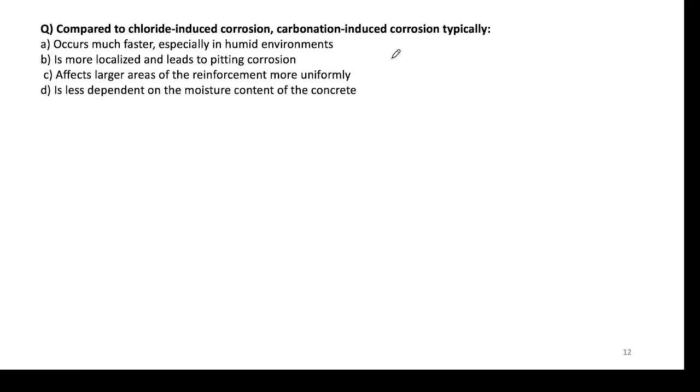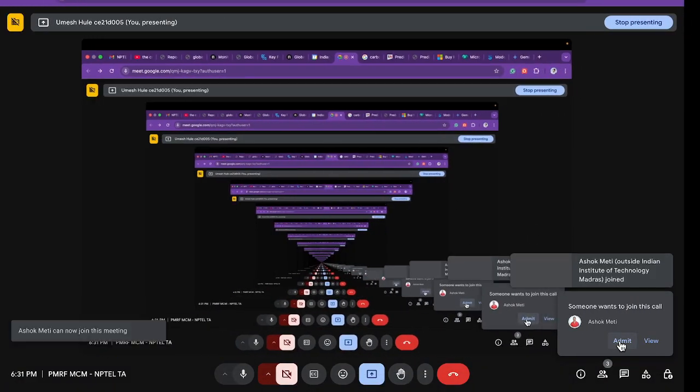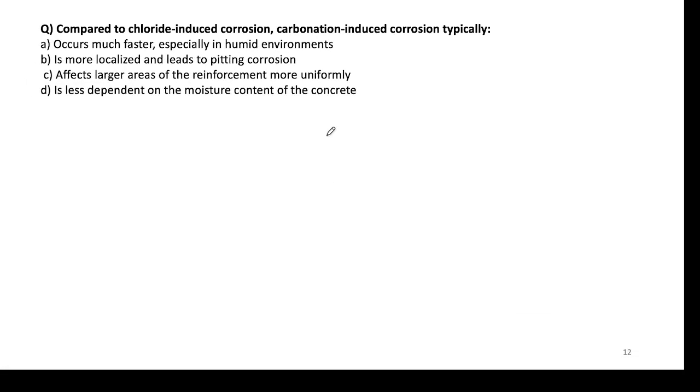So the next question is on, compared to chloride-induced corrosion, carbonation-induced corrosion typically: occurs much faster, especially in humid environment; is more localized and leads to pitting corrosion; affects the larger area of reinforcement more uniformly; is less dependent on the moisture content of the concrete. So compared to chloride-induced corrosion, carbonation-induced corrosion is typically characterized by which of these factors we will see now.